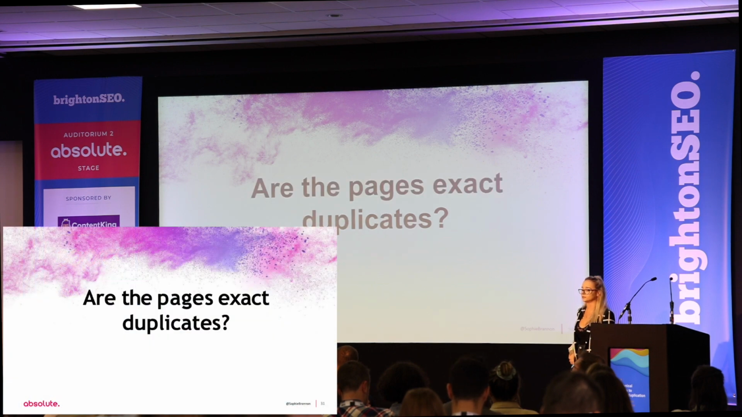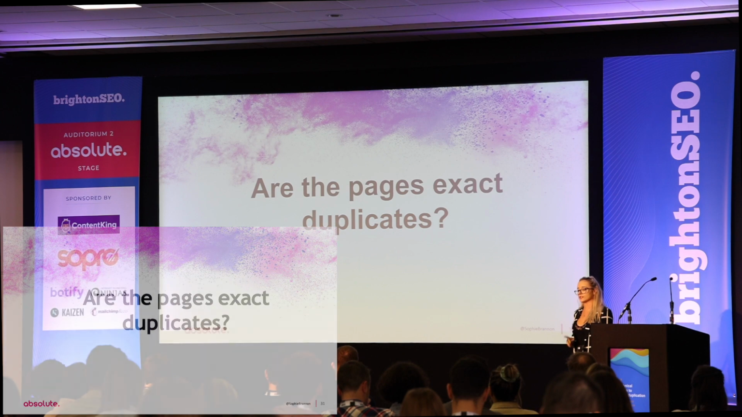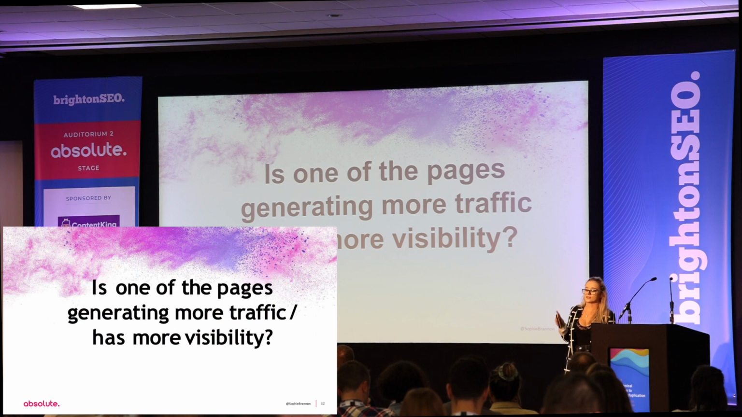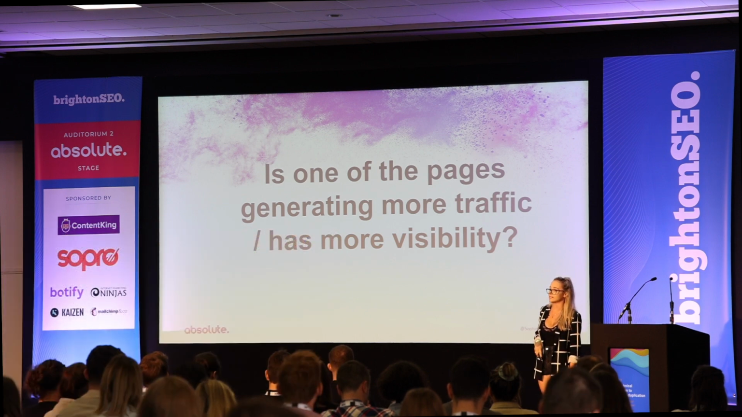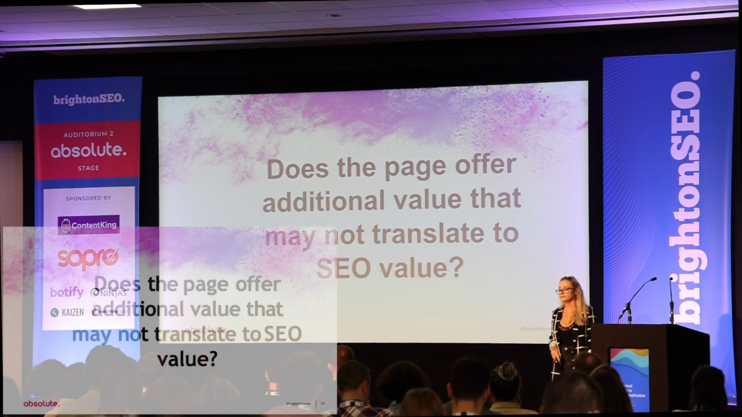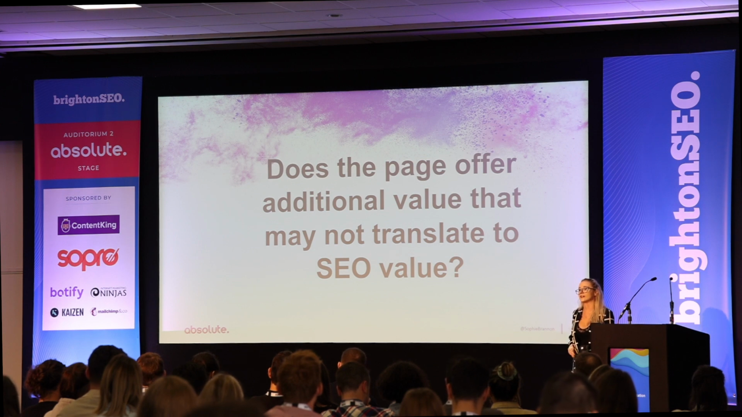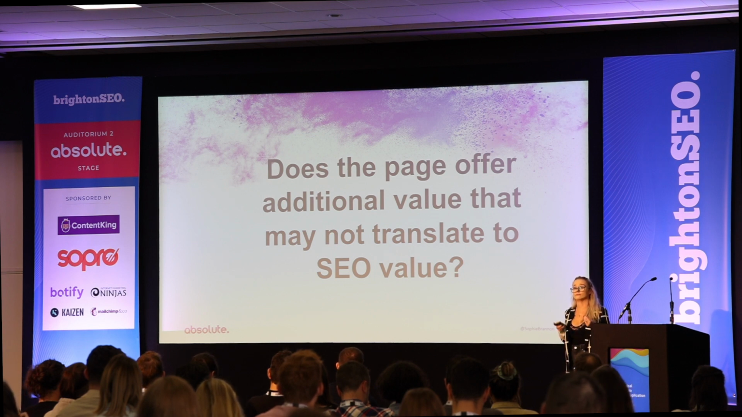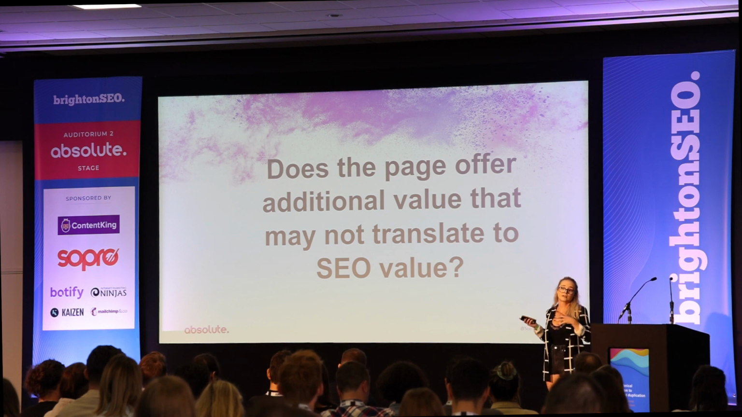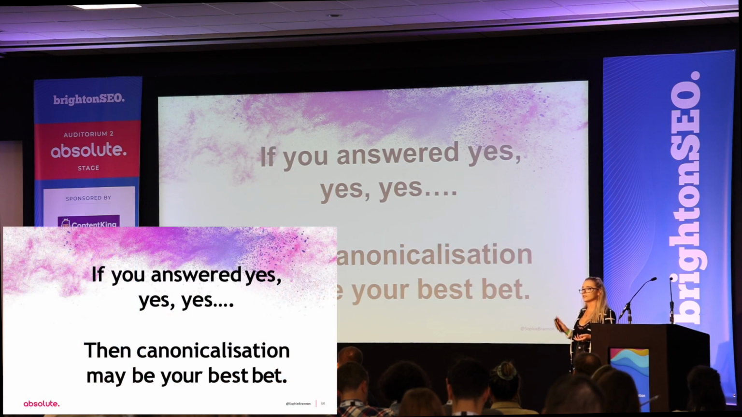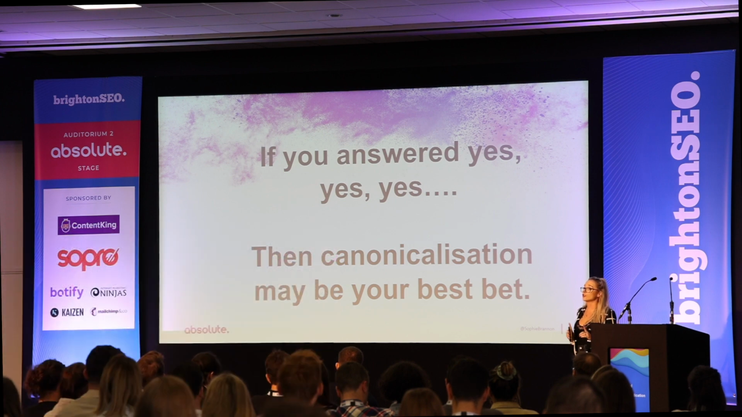Some questions to consider. Are the pages that you're looking at when it comes to content duplication exact duplicates? Is one of the pages generating more traffic or more visibility than the other one? Does the page offer any additional value that may not actually translate to SEO value? So for example, it's a page that you don't necessarily want ranking, but users find very useful when they're visiting your website. It could be an About Us page, something that people tend to use, but Google's not really that interested in it. If you've answered yes, yes, and yes, then canonicalization could be your best bet here.